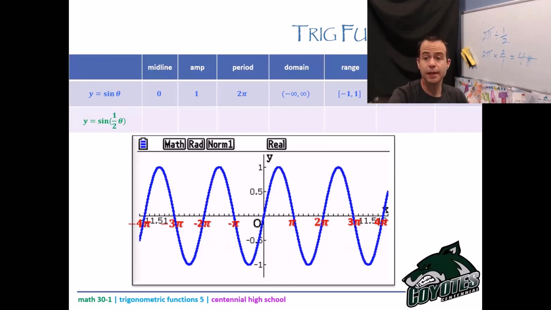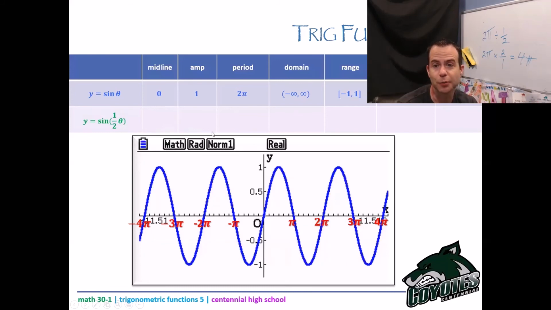That means everything's going this way instead, right? Instead of doing 1 complete cycle in 2 pi, I have 4 pi to do 1 complete cycle. So everything's going to get stretched out this way, which is exactly what should happen if I have a b value of 1/2.